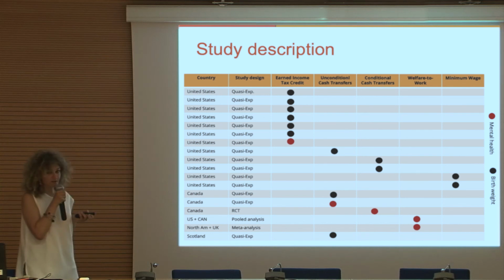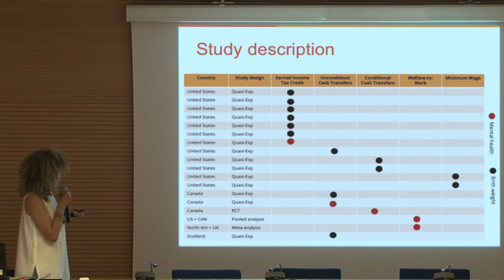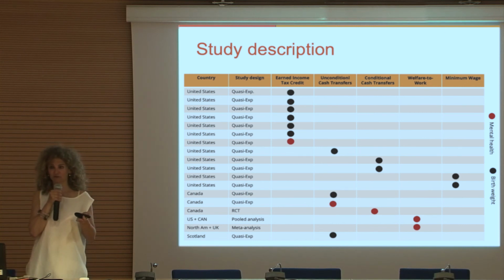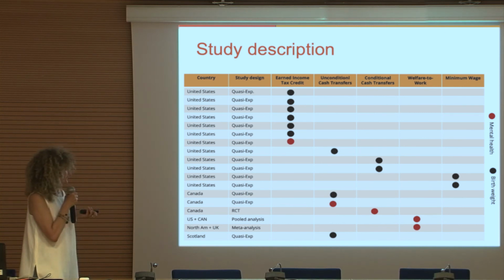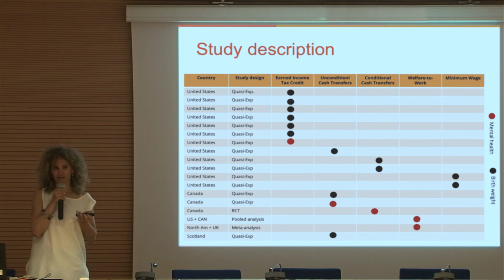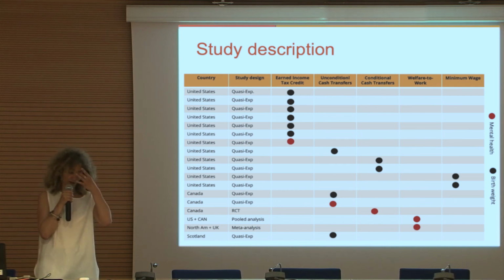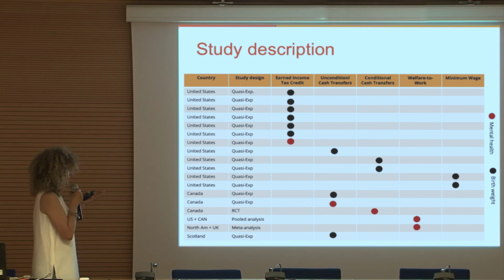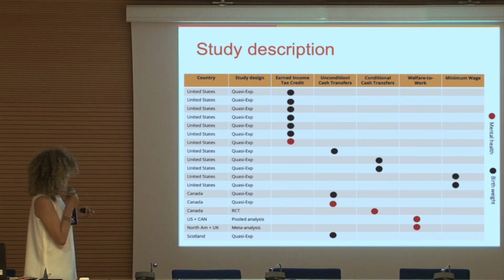The black dot is for the studies where birth weight was the outcome of interest, while the red dot is mental health as the outcome of interest. These were the only 2 types of outcomes that we found. So no other outcomes were observed in the studies that were eligible to be included in this review. And the majority were quasi-experimental studies, but these are all randomized controlled trials.